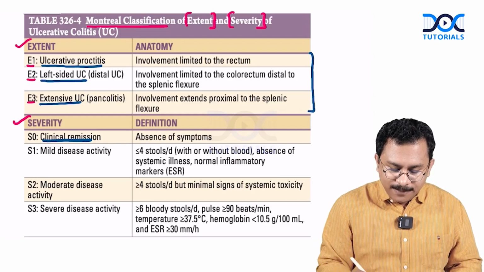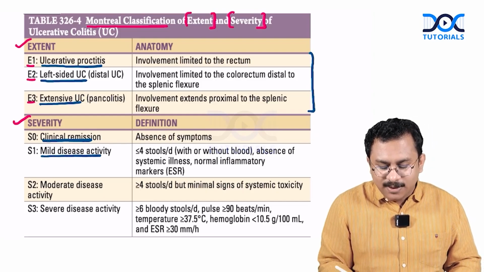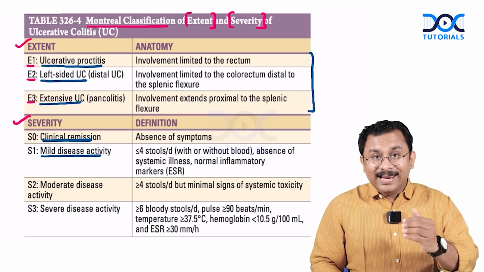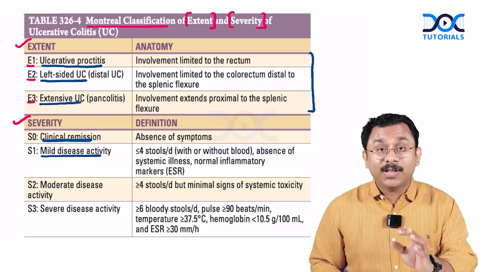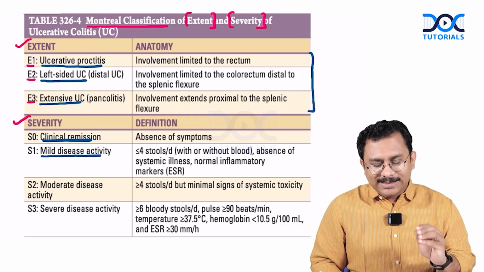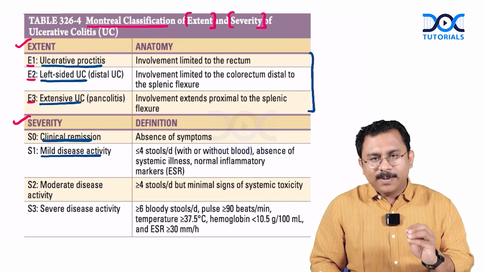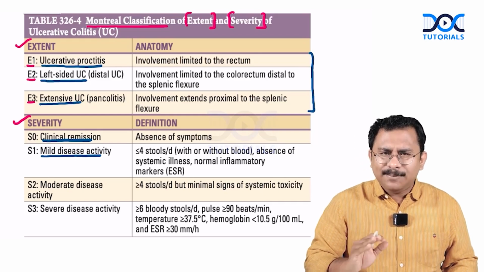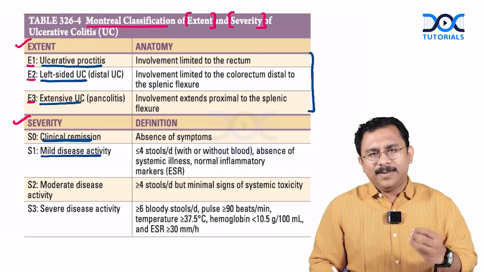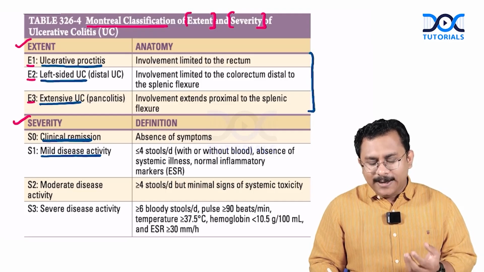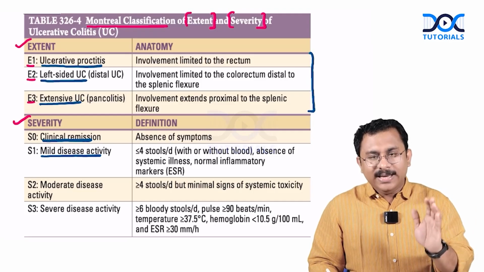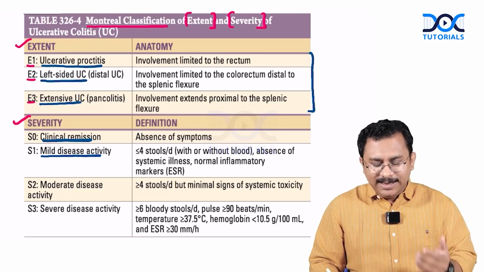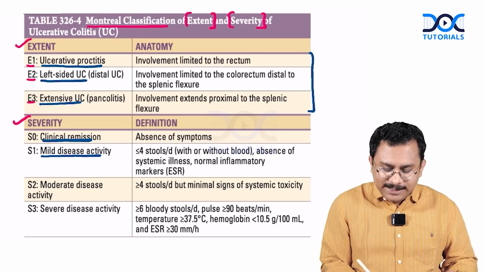S0 is the phase of clinical remission, wherein the patient has absence of any sort of symptoms. Patient is in remission. Then mild disease activity, wherein the patient has less than or equal to 4 stools per day. This is important, with or without blood. Okay, so less than or equal to 4 stools per day with or without blood, with absence of any systemic features like fever, tachycardia, and normal inflammatory markers. So no signs of any systemic features. In that case, you will categorize it as a mild disease.